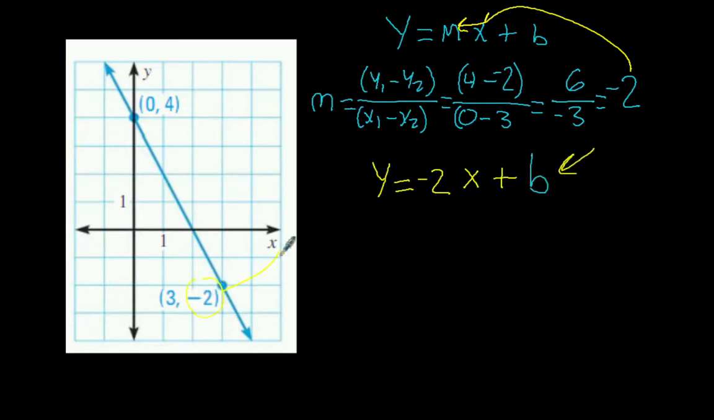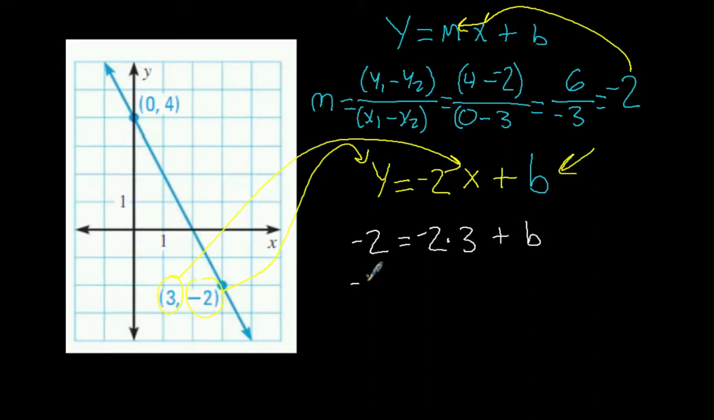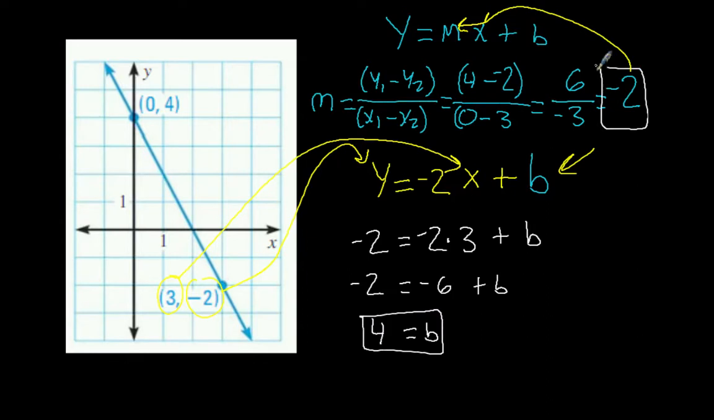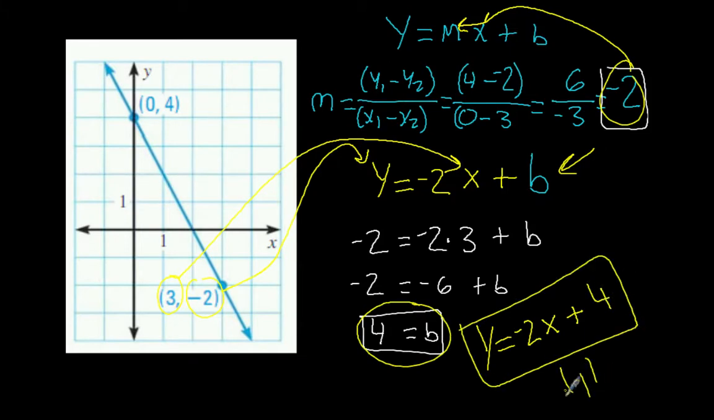So we're going to take 1 point and put it in for the y, another point put in for the x. And once I rewrite this with the x's and y's in, I'm going to get the b left over. And I end up getting that b equals 4. And then I can rewrite everything. I have the m and the b. Y equals negative 2x plus b, or plus 4, is the final equation.